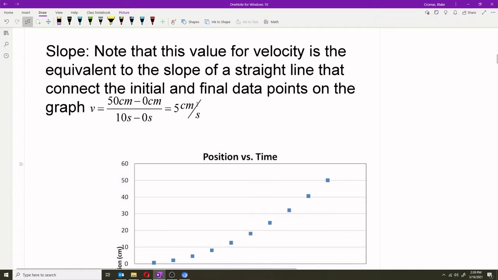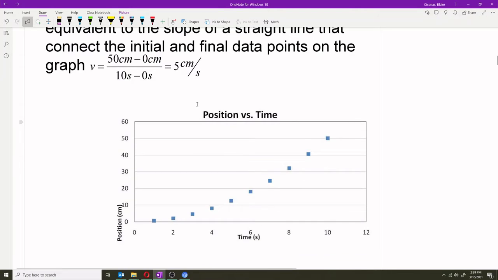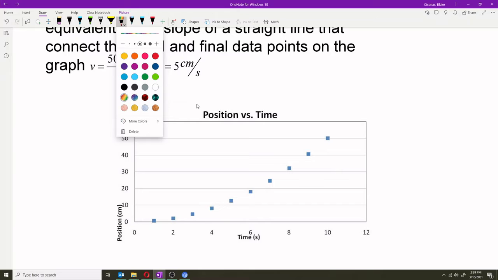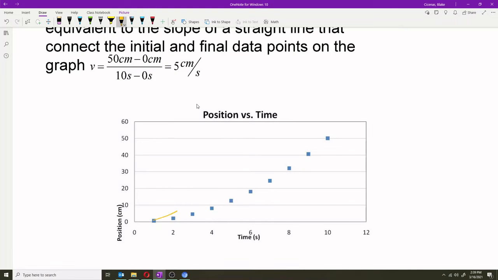And note that this value for velocity is equivalent to the slope of a straight line connecting the beginning and final endpoints. What I mean by that is, let's do this color today. How about that? And that size. Okay, so if I were to connect these 2 points, and if my line was straight, I would take the final and ending points. Well, the average velocity is 5 centimeters a second.